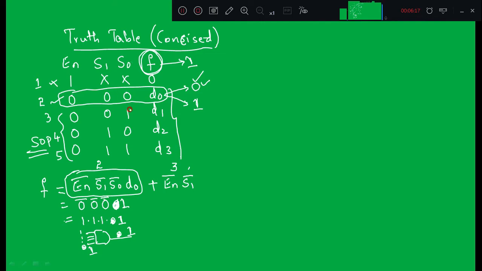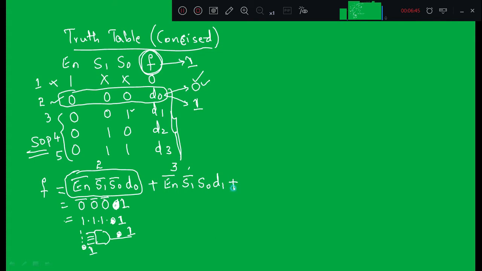Since S0 is 1, we will take its true form, and F is equal to D1. So the fourth input variable will be D1, right? Now again we will verify it. It's left to you. I will verify, you please verify it. I will not verify all these 4 rows. I have verified only the second row. You do the rest of the verification.